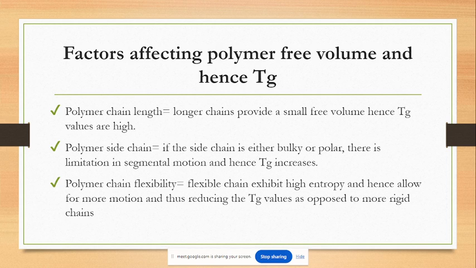Now, polymer chain flexibility is also another factor. Flexibility of the chain. Too flexible polymer chains are too disordered, meaning they portray a lot of entropy. And if there is entropy, that means there is too much movement, which means more segmental motion. If there is more segmental motion, the Tg values required are low, meaning we require only very low temperatures to make those movements.